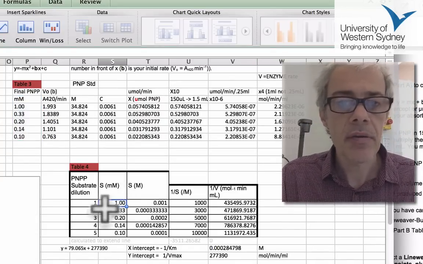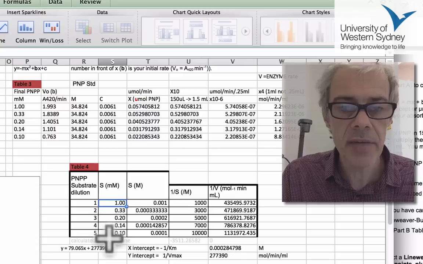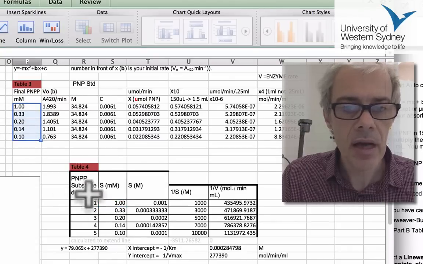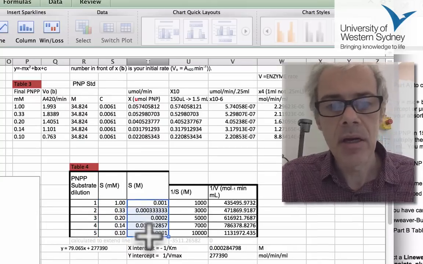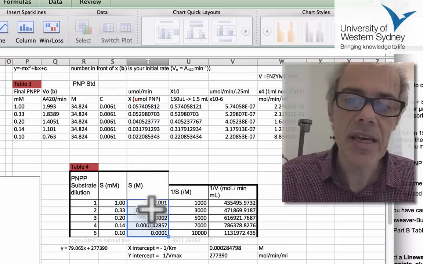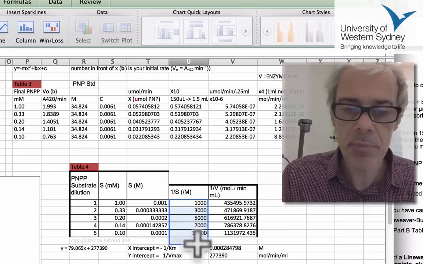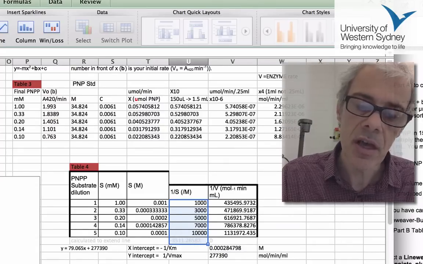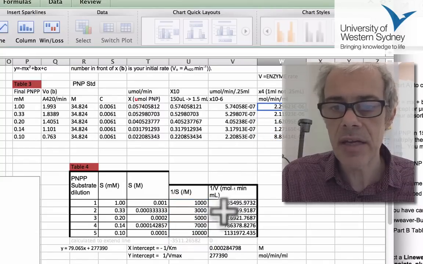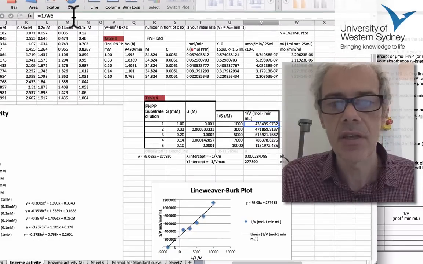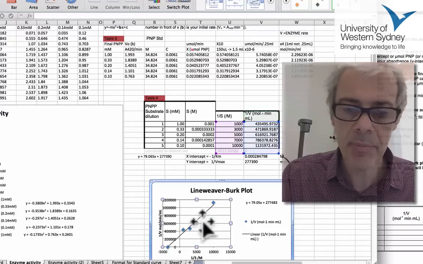So here you can see I've taken these values here and just copied them over here. And we know how much substrate we had. I converted the millimolar into molar by simply dividing it by 1,000. I then took the inverse of this to give these values, because the Lineweaver-Burk plot is an inverse substrate versus inverse rate. So here's my inverse substrate, here's my rate, the inverse of that is that. So you can see here I've just taken the inverse of that square. So here's my inverse rate versus inverse substrate concentrations to give the Lineweaver-Burk plot here.